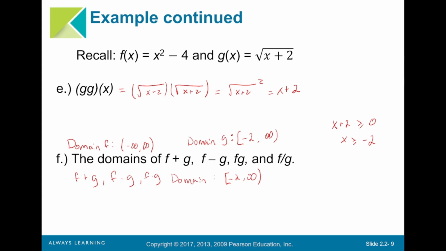For f over g, we need to make sure that g does not equal 0. So essentially, we can't have the or equals case here, because if x equals negative 2, then g of x gives us 0. So that means for f divided by g, the domain is parentheses negative 2 to infinity. Essentially, we don't want to include the negative 2 here, because again, when x equals negative 2, we get a 0 for g of x, and that's bad for the denominator. So we just leave out negative 2, we take the rest of the domain, and we've got it.